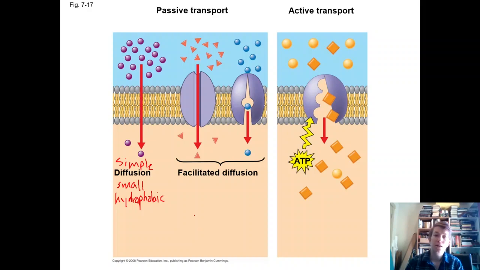Facilitated diffusion is where something goes from its area of high to low concentration, but it goes through a transport protein. And you need a different kind of transport protein for each thing. So maybe this kind of transport protein only moves the triangles, and this kind only moves those blue things. But both are going from their area of high to low concentration. So that's facilitated diffusion. It still does not require energy, it's passive. This is the way that you get small hydrophilic things through your membrane.